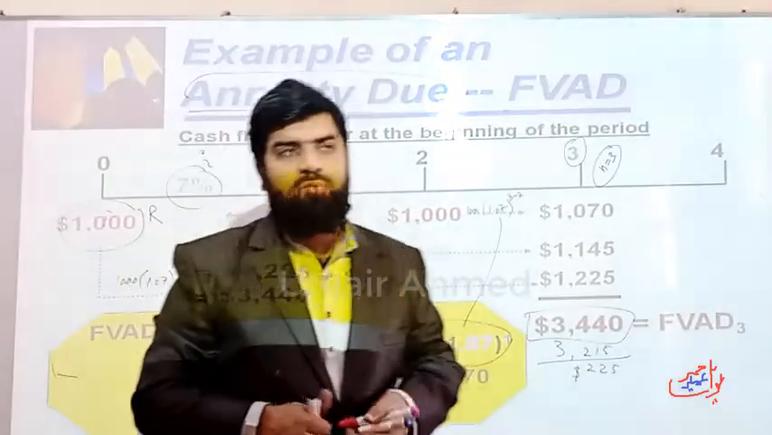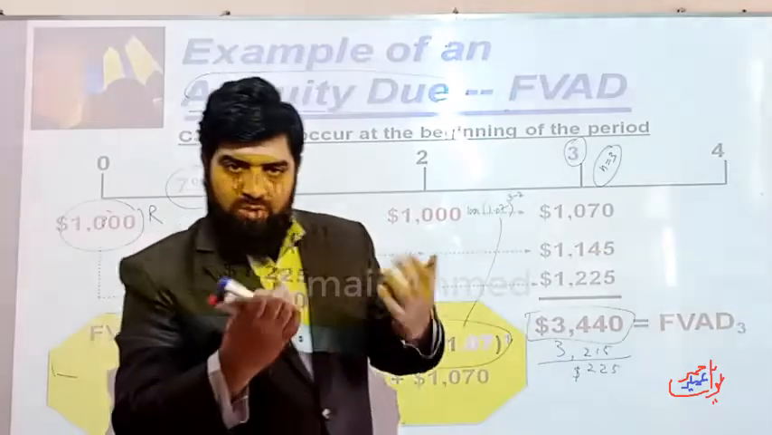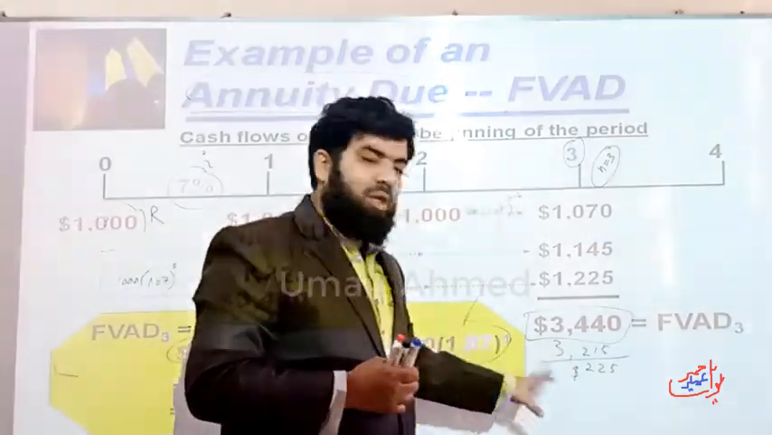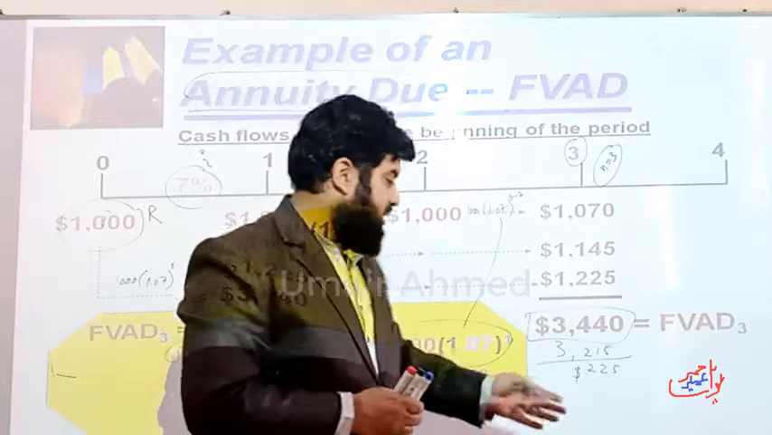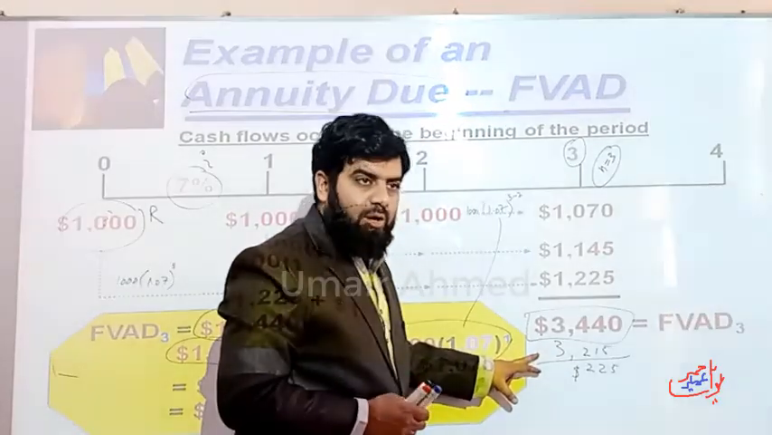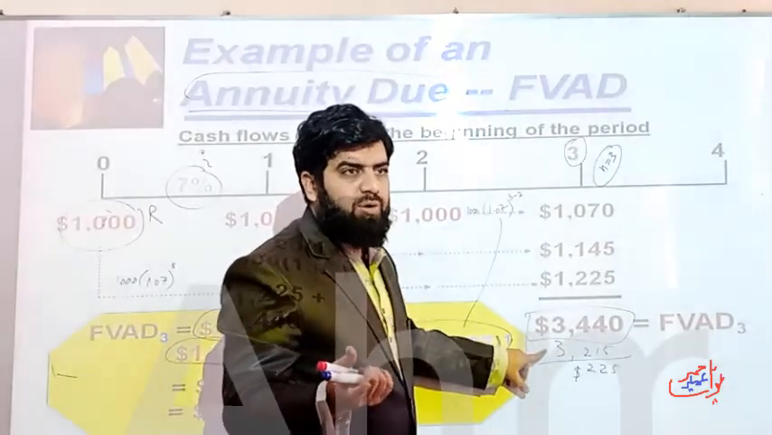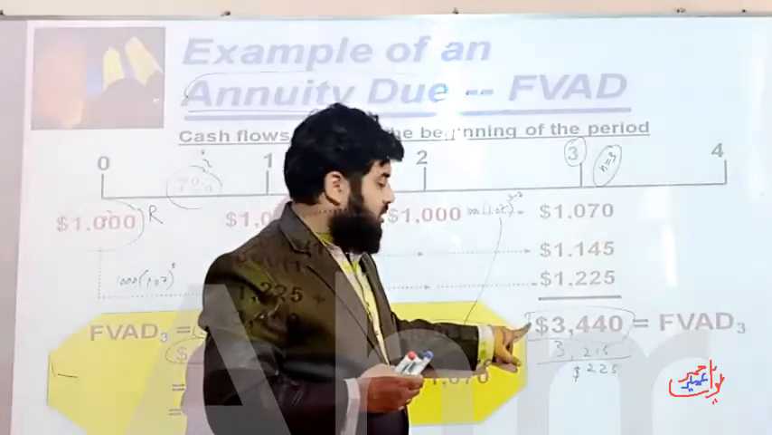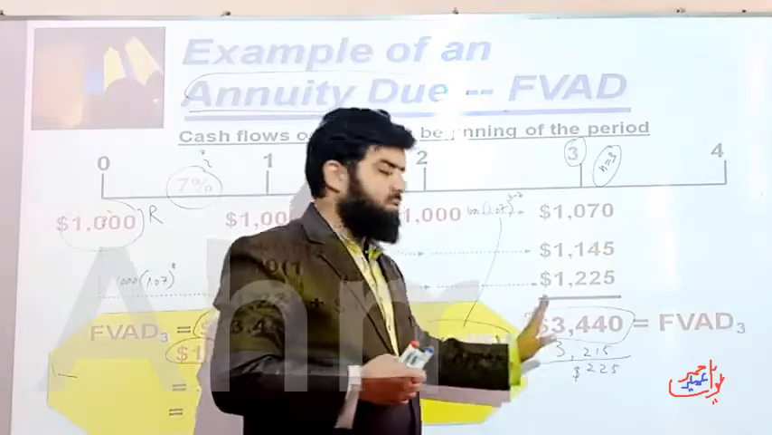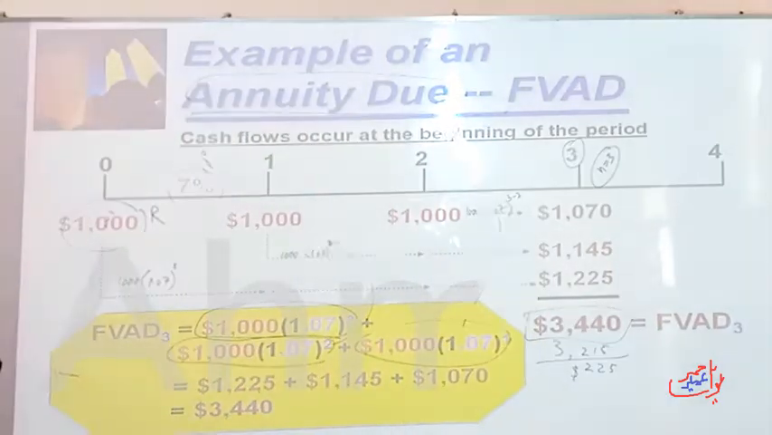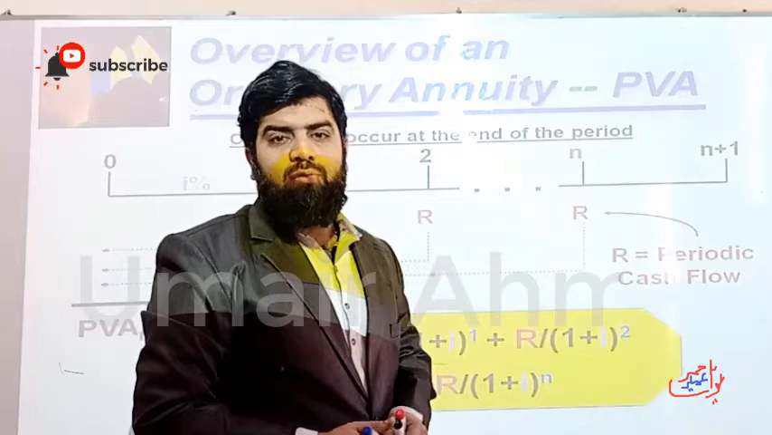So as we discussed in the previous class, annuity due is good for receiving payment, and ordinary annuity is good for paying any amount, for paying any obligation. Let's see, if you are paying through an ordinary annuity, you have to pay this. Or if you are paying an amount and you calculate it through annuity due, you will lose 225 dollars. Okay, so this is the basic difference between annuity due and ordinary annuity.